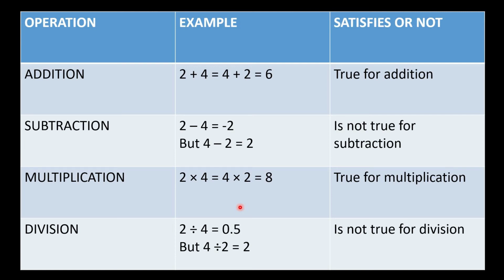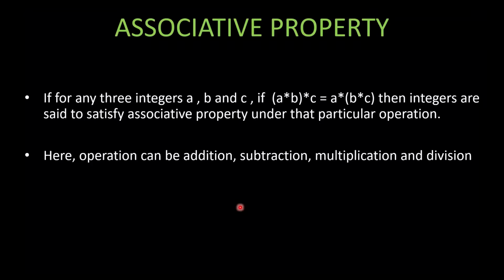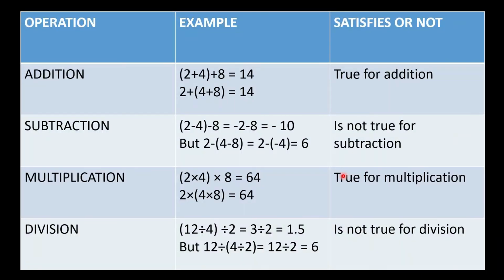Clear? Next property we have is associative property. See, commutative was for two integers. The associative is the same way but for three integers. Okay, that means if you have three integers a, b and c, and if you are applying any operation, addition, subtraction, multiplication and division, we need to check whether the order matters or not. Let's try to understand better with the help of example.